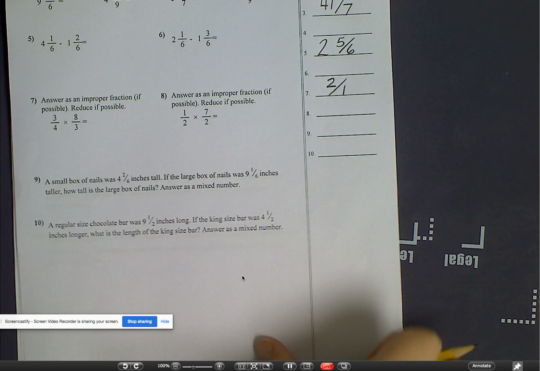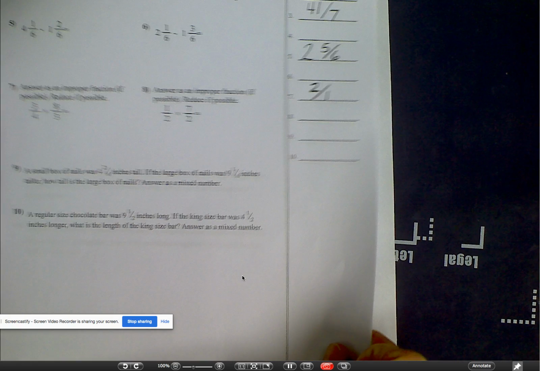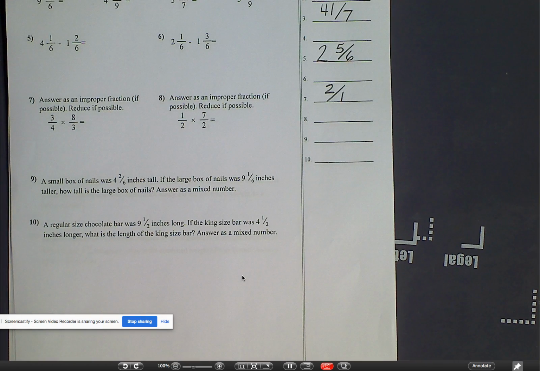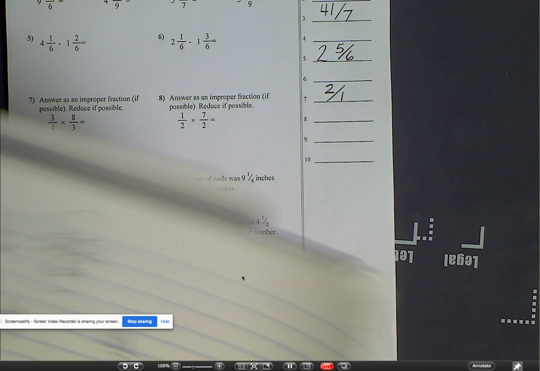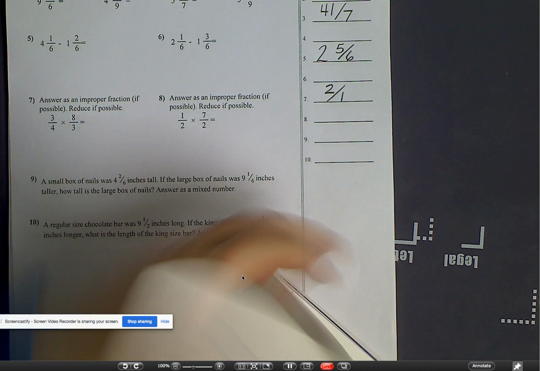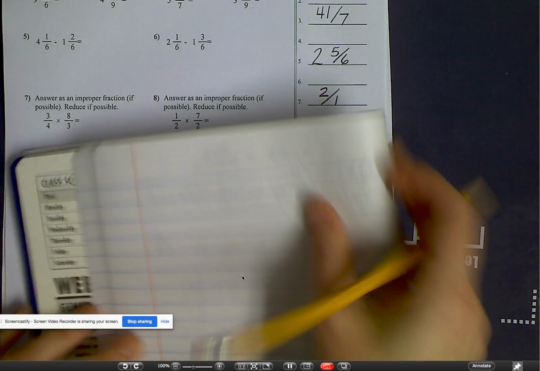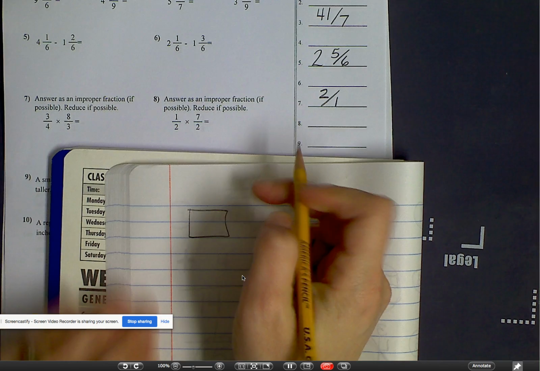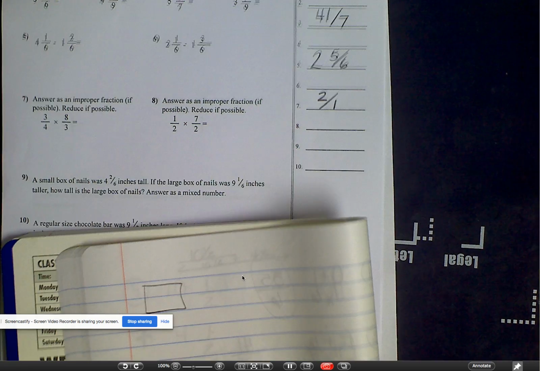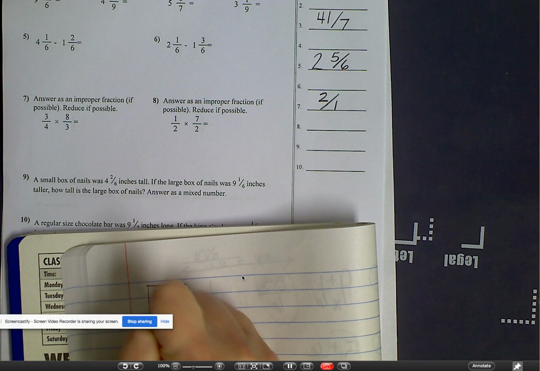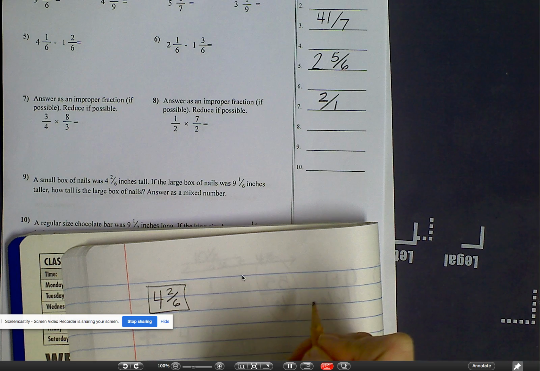All right, number 9. A small box of nails was 4 2/6 inches tall. If the large box of nails was 9 1/6 inches taller, how tall is the large box of nails? Answer as a mixed number. Okay, so let's think about this. I'm going to get a new sheet of paper. Okay, so let's say this is the small box of nails. This small box of nails is 4 2/6 inches tall, okay?